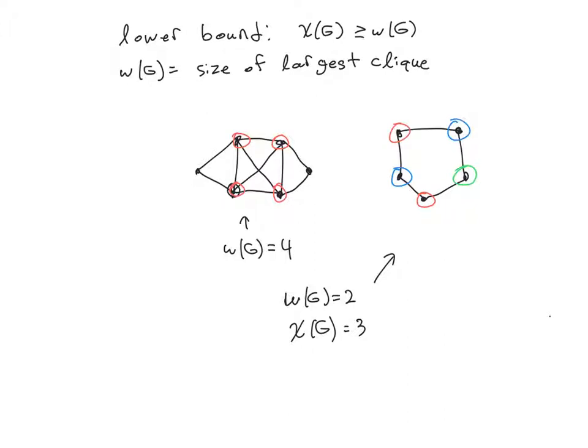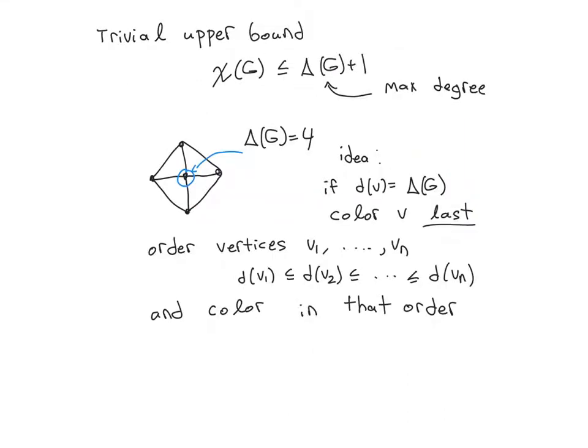And yes, you can prove that for any number you pick for the clique number, there exists a graph with that clique number and a significantly larger chromatic number. And so, in general, this bound is very bad. We'll also discuss the trivial upper bound. We will improve it in the next lecture.